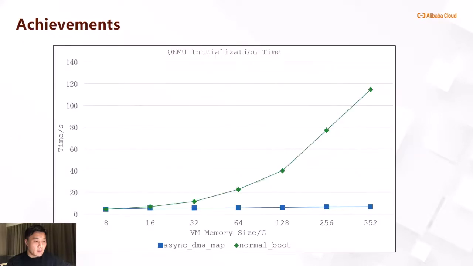Last, let's see what the achievements of this practice are. This test result is based on the initialized balloon size. It's set as 8 gigabytes. You can see the QEMU initialization time is still around 7 seconds, although the guest has more than 300 gigabytes of system memory. The VM create command can return very quickly.